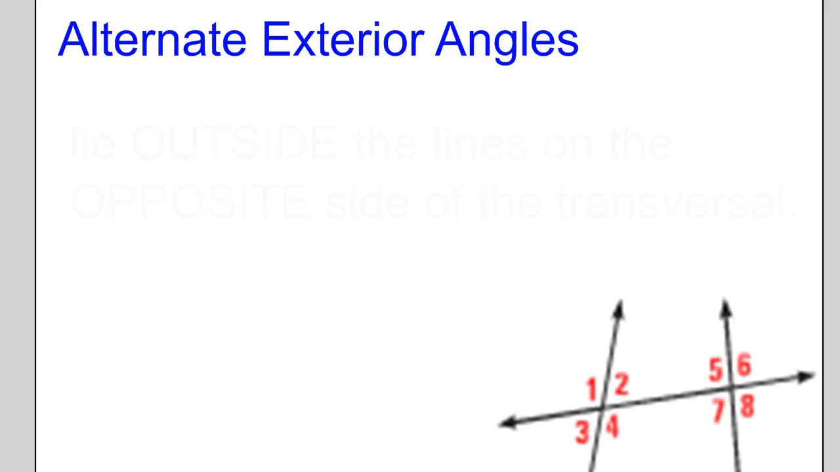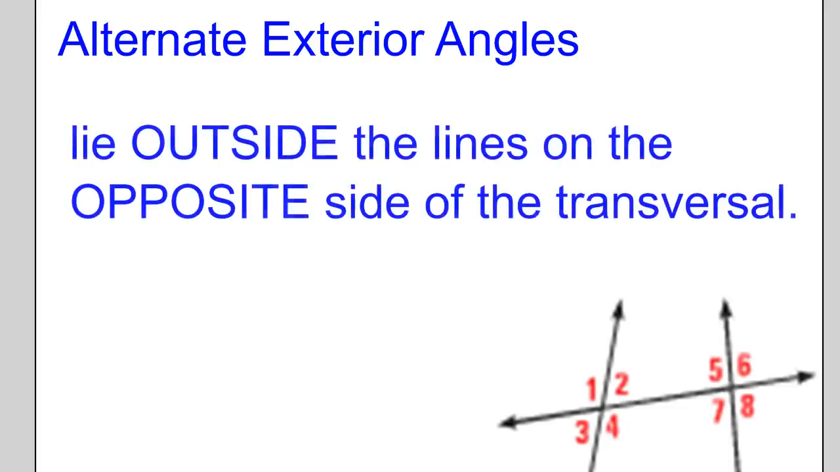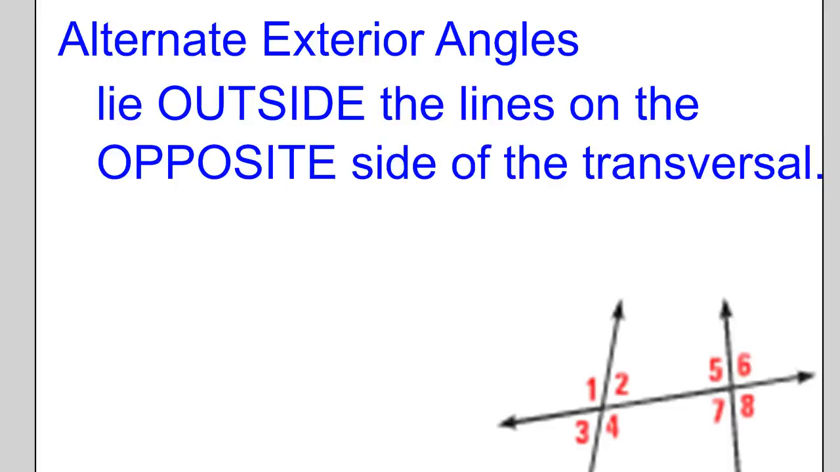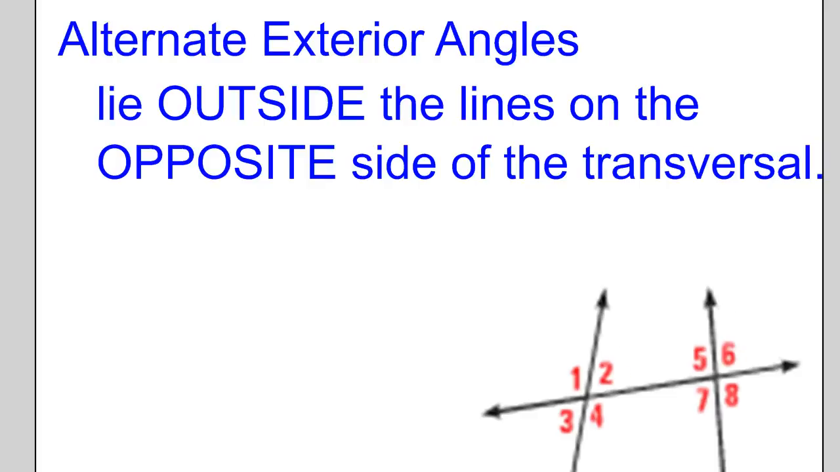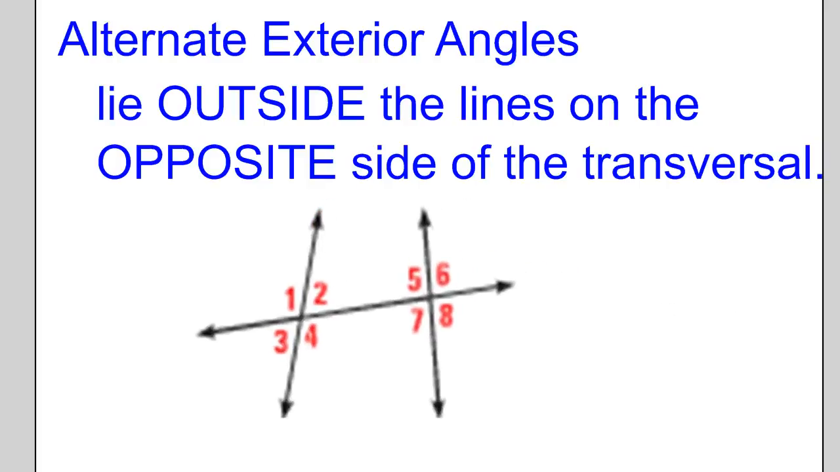Okay, alternate exterior angles. These guys lie outside the lines on the opposite side of the transversal. So go ahead and get that written down. When you're ready, come on back and we're going to identify opposite sides of the transversal.